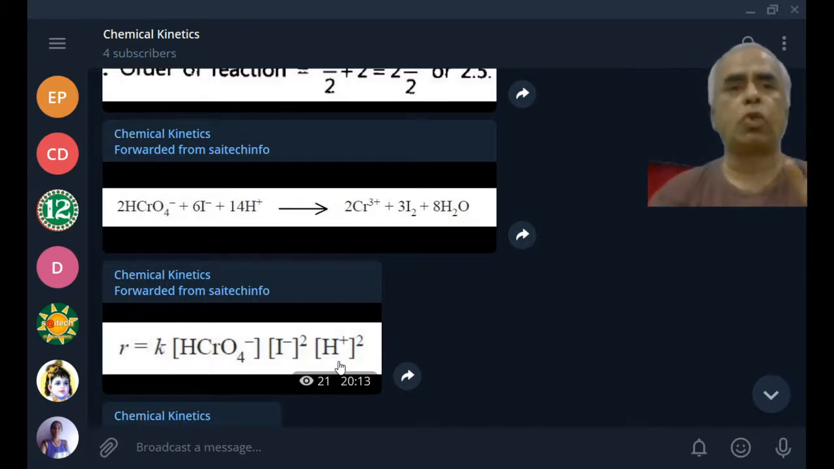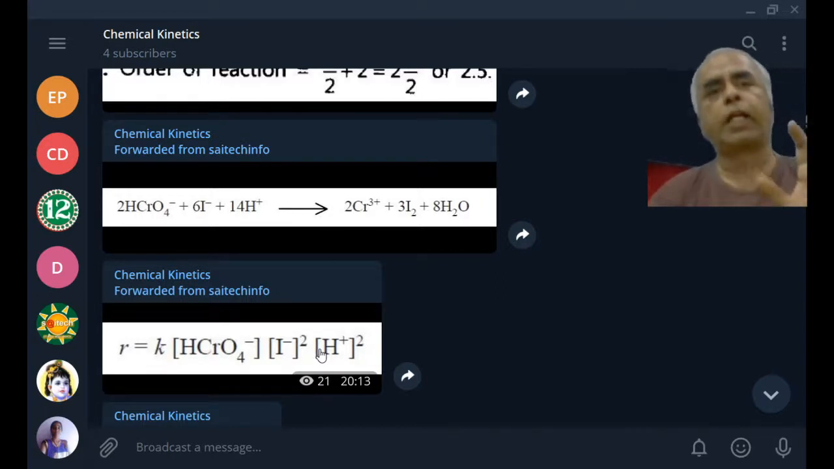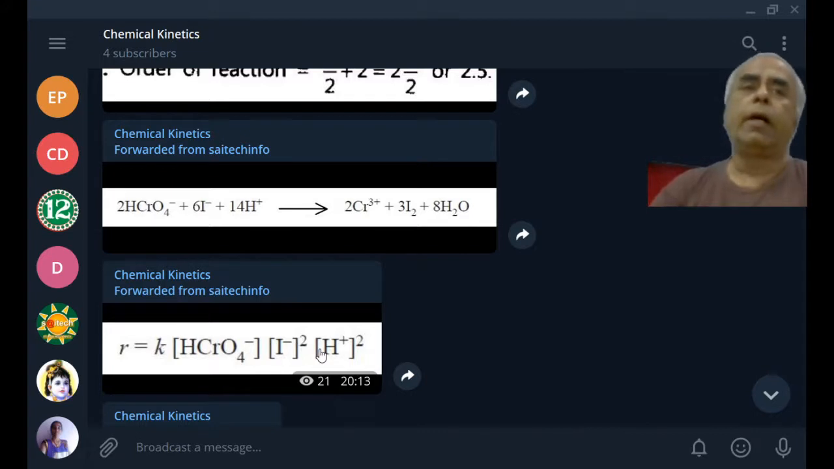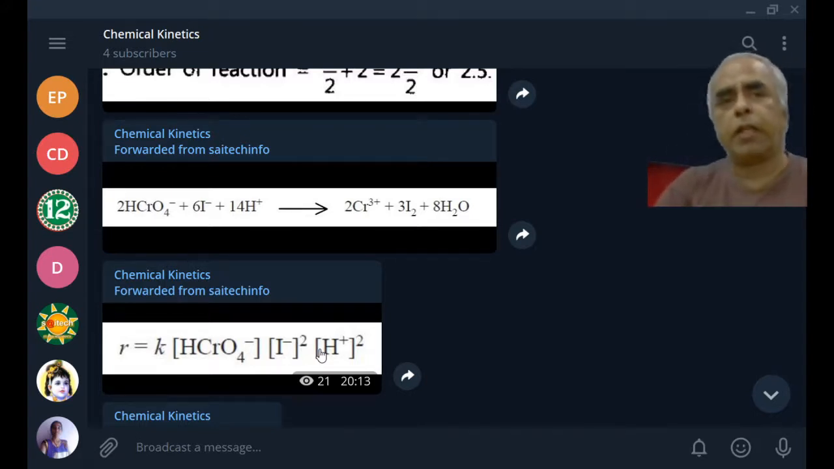So in that case, what is the order of the reaction? Now you may ask me, sir, how did you get this equation? This is obtained from experimental data only. As I already mentioned, you cannot simply get the order of the reaction just by looking at the given equation. By just looking at the given equation, you can find out the molecularity, but definitely not the order. So the order can be found out only from the experiment. Do you understand this? Right.